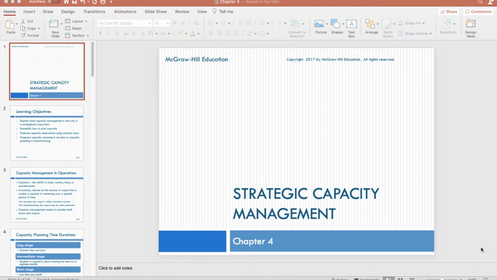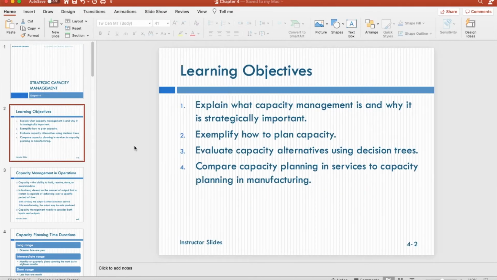This chapter won't be a long chapter; it will be a short chapter, but we will include a few different qualitative and also quantitative methods related to capacity management. Let's start to talk about the main idea of this chapter.